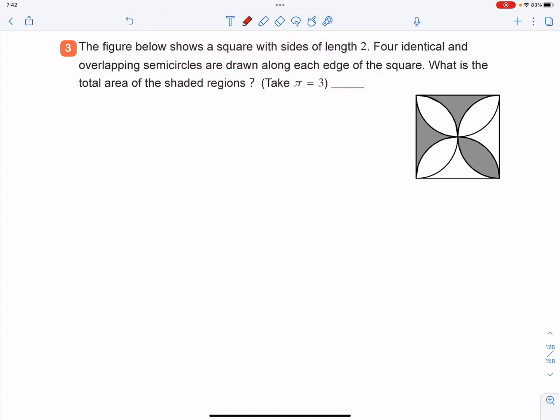Extensive exercise question number 3 of lesson 5. The figure below shows a square with a side length of 2. 4 identical and overlapping semicircles are joined along each edge of the square. What is the total area of the shaded region?